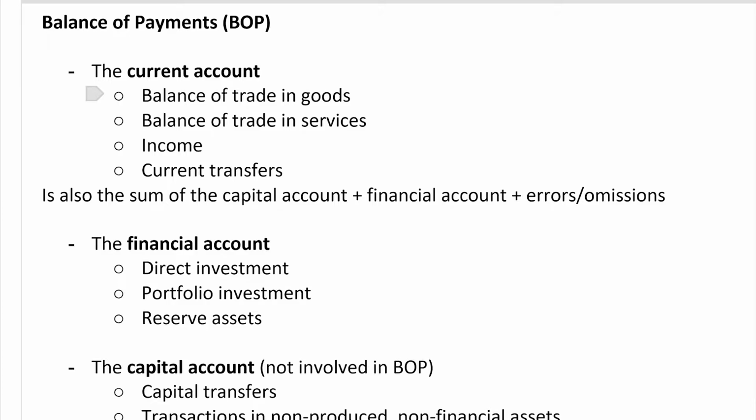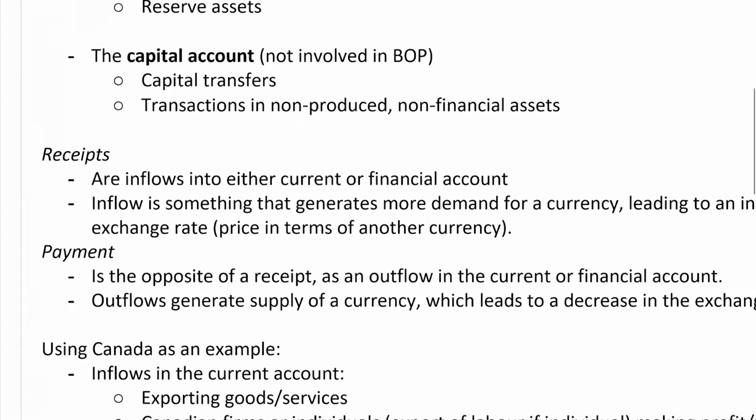Another way to define current account is the sum of the capital account, financial account, and errors. The capital account has two parts: capital transfers and transactions in non-produced, non-financial assets. Don't worry too much about the capital account, as the current account and financial account are what's important to know when it comes to balance of payments. On to terminology.